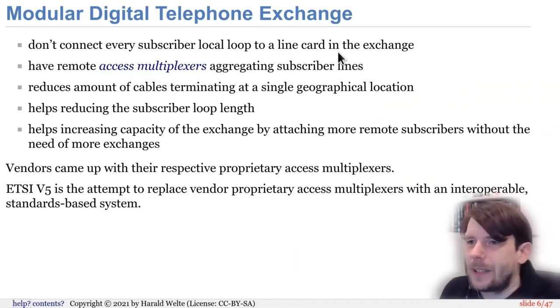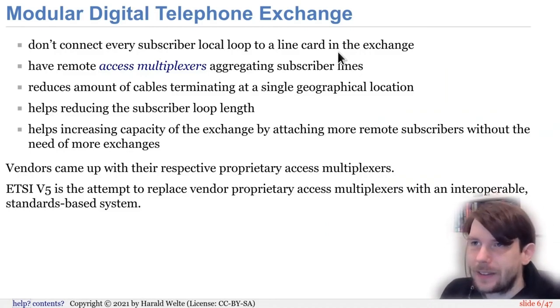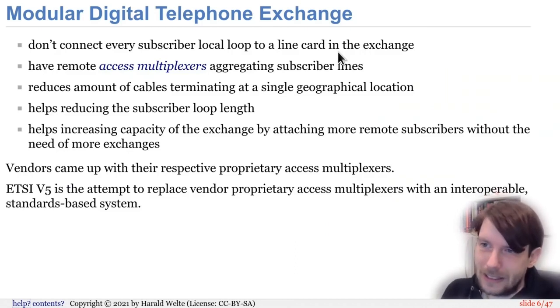So vendors first came up with their respective proprietary access multiplexers. So you had to have the access multiplexer from the same manufacturer as the manufacturer of the telephone exchange. And then there was an ETSI standardization attempt. ETSI is the European Telecommunications Standardization Institute, to standardize a V5 interface, which is a vendor-independent, standardized interface and protocol stack between the access multiplexer and the actual exchange.